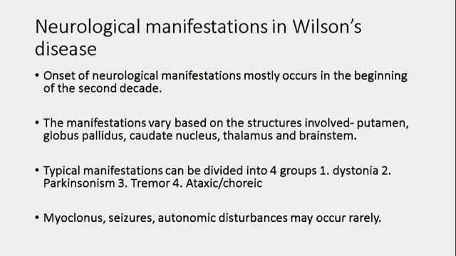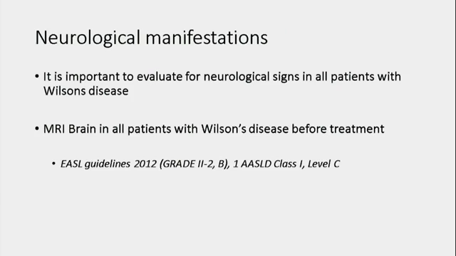The second group of disorders is Parkinsonism, where the patient develops slowness in all kinds of activities, and tremor, which is the typical wing-beating tremor described in Wilson's disease, and the ataxic or choreic form. Myoclonus, seizures, and autonomic disturbances can also occur rarely. Headache is supposed to be the most common neurological manifestation. Now, it's important to evaluate for all neurological signs in patients with Wilson's disease.